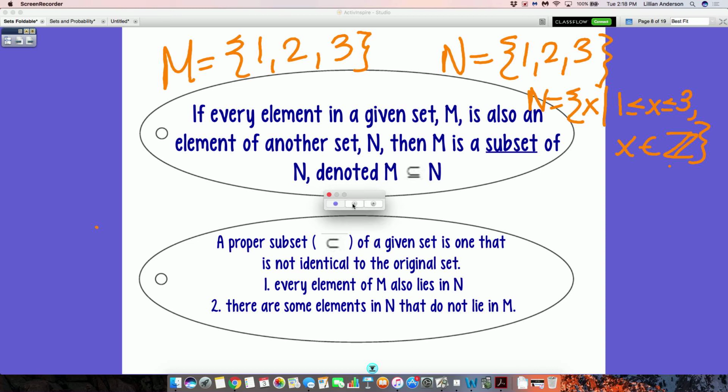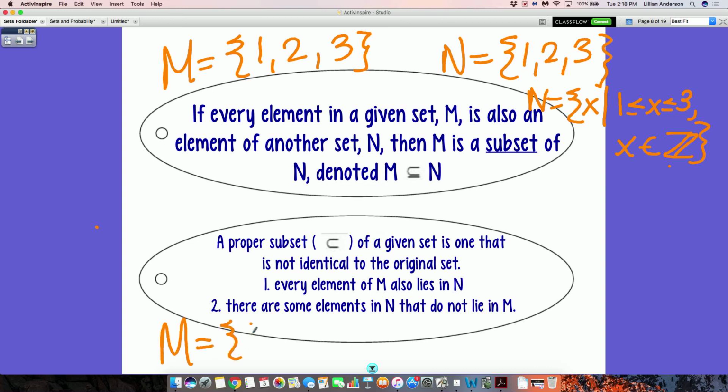Okay. So a proper subset, not to be confused with a subset. As you can see, the symbol for proper subset doesn't have a line underneath it. Subset does. A proper subset of a given set is one that is not identical to the original set. Every element in M also lies in N. However, there are some elements in N that do not lie in M. The most basic one would be an example like this. M is a proper subset of N.